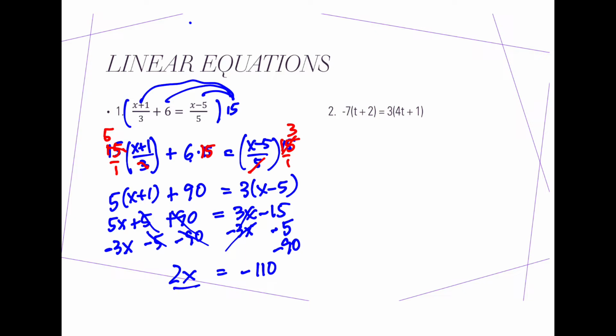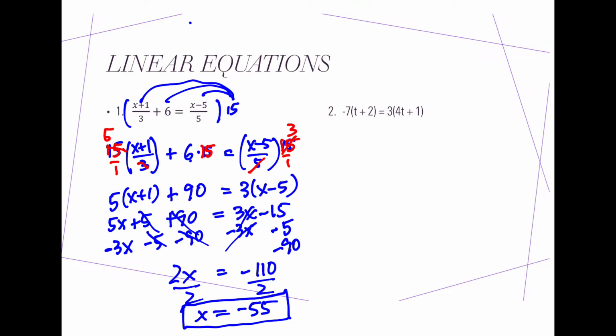Now I have the variable by itself almost. I just need to get rid of that multiplication by 2, so we do the opposite. We divide both sides by 2, and this leaves me with negative 55. And all things being equal, that should be the answer to the above equation.